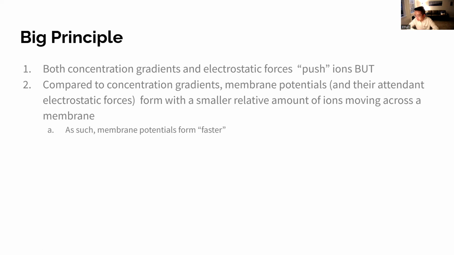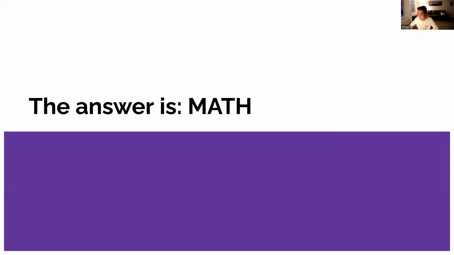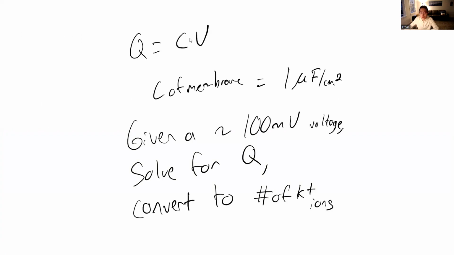Okay, Ethan, you just made an assertion. How do I know that's true? The answer is math, but I'm bad at math and I already wasted enough time telling you that dumb, embarrassing story in the beginning. I'm not going to do the math. Instead, if you want to do the math, here's the math you can do. Using Q equals CV and the capacitance of a membrane, given a certain amount of voltage, you can solve for Q and convert to the number of potassium ions.